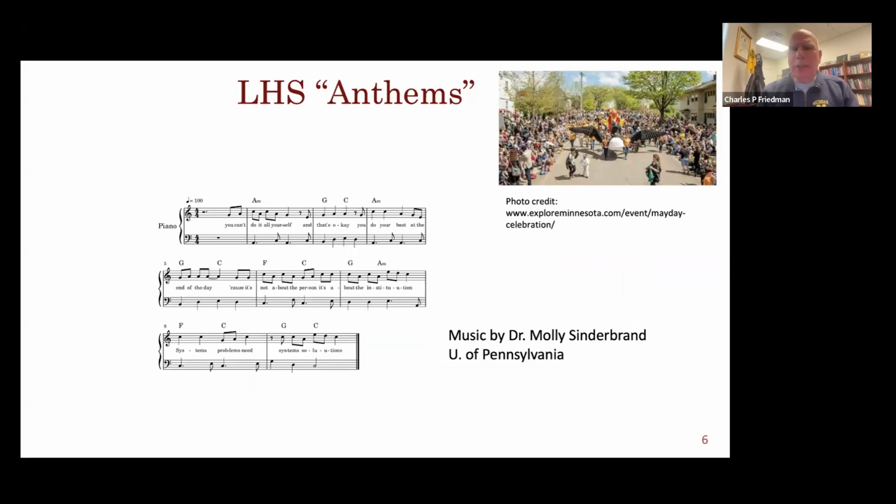Now, another way to think about learning health systems is to think about music. Music is a wonderful way to stimulate your creative juices. And I would ask you to think about a parade down a main street, such as the picture you see here of the May Day parade in Minneapolis. And imagine that one of the groups marching in the parade is the Learning Health System marching band and choir. And what would they be playing and singing? What would their anthems be called? I want to propose three anthems to you that we are actually putting to music, thanks to a colleague at the University of Pennsylvania, Molly Cinderbrand, who's an ethicist and a composer.